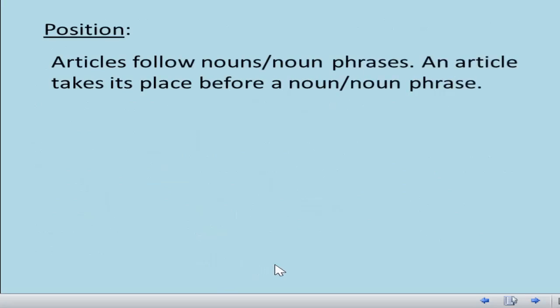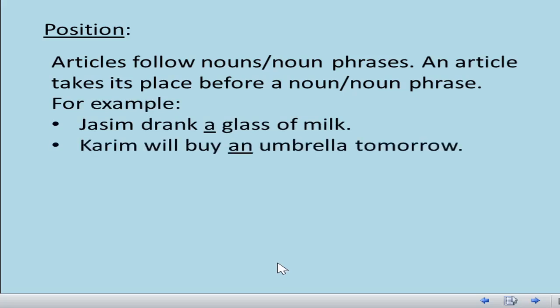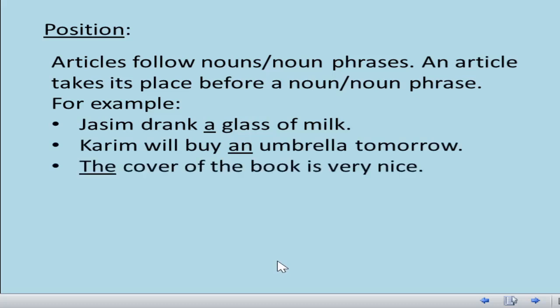Position of articles. So where can we use articles in a sentence? Articles go with nouns and noun phrases. An article takes its place before a noun or noun phrase. For example, Joshim drank a glass of milk. Karim will buy an umbrella tomorrow. The cover of the book is very nice.